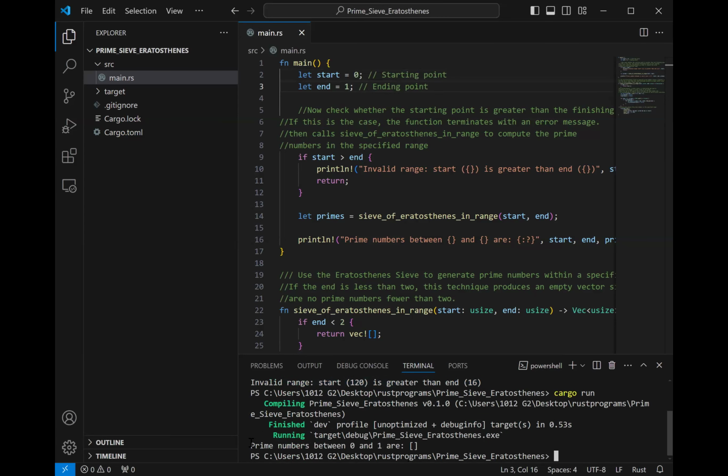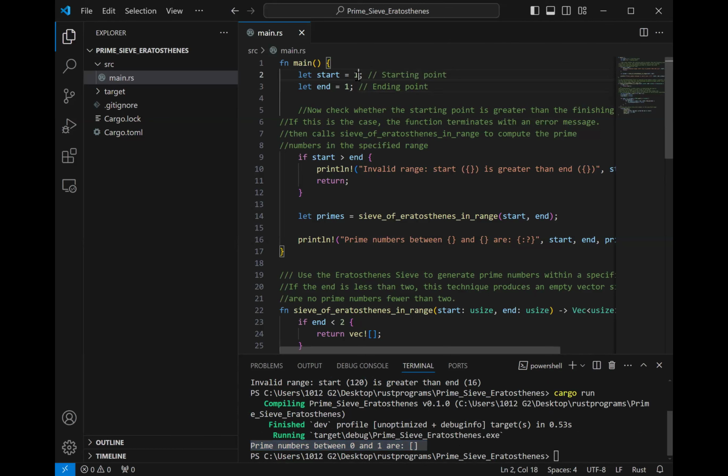Can you see what it has given us here? Prime numbers between 0 and 1 are empty. You can see what I'm reading. Yes. Now let's give it a range that is meaningful.